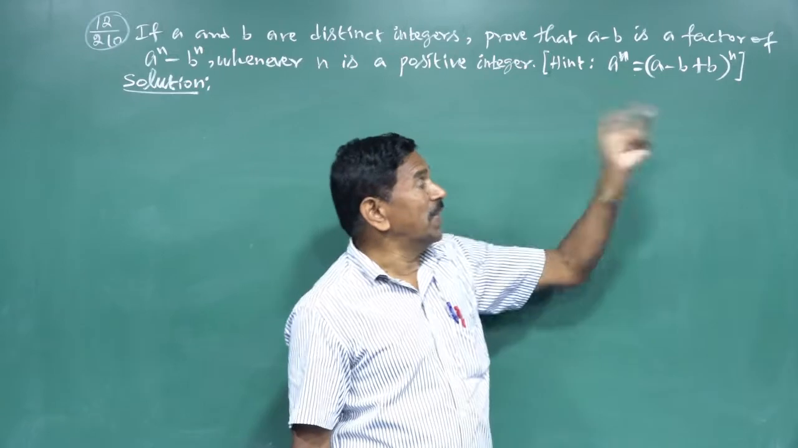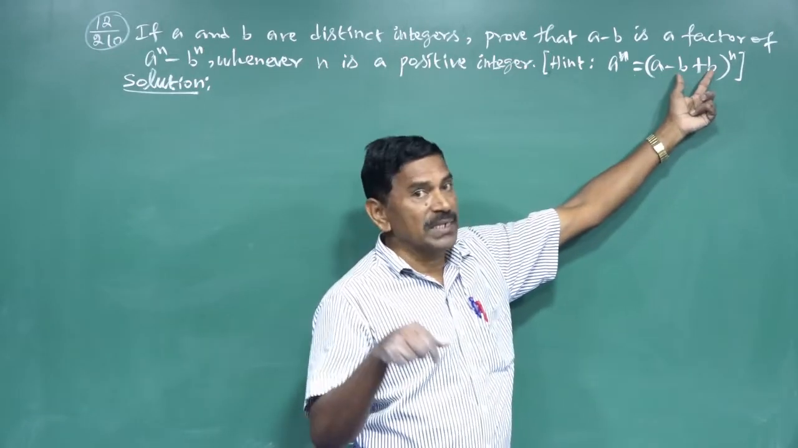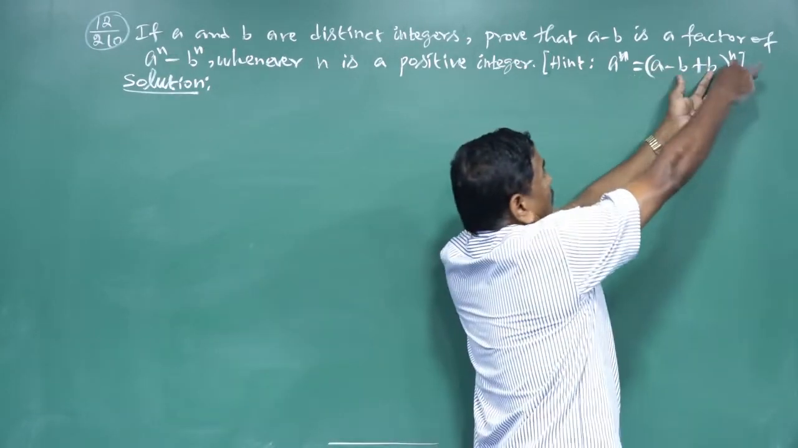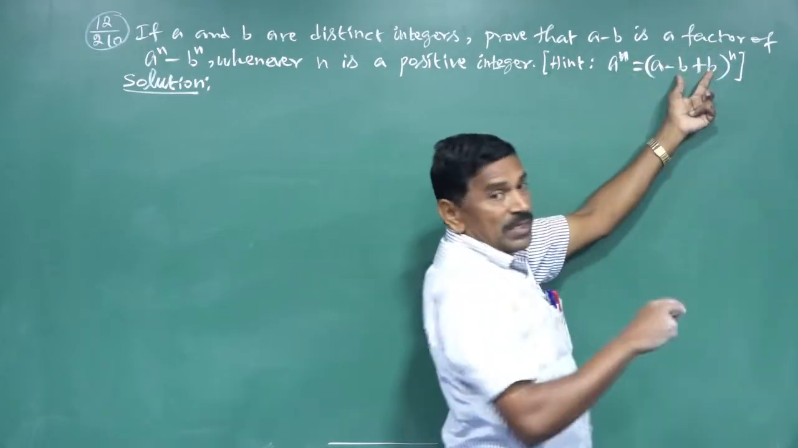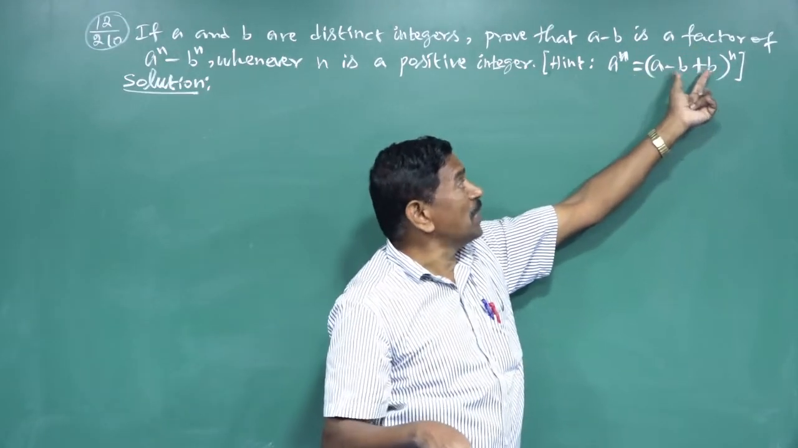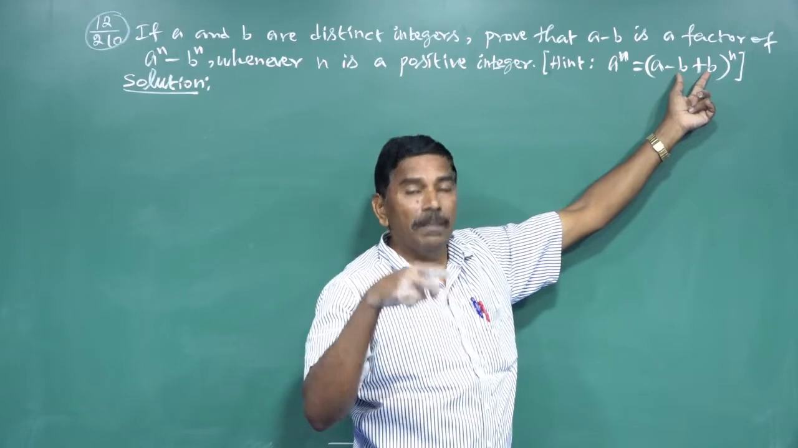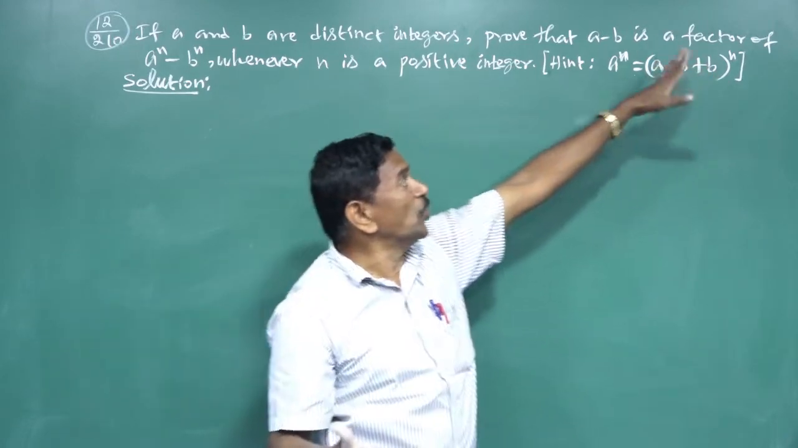See the hint: the technique is that minus b plus b cancel, and the remaining is a power n. Yes, a power n equal to a power n. So that is the hint given. Because of this hint, we must use the binomial theorem.